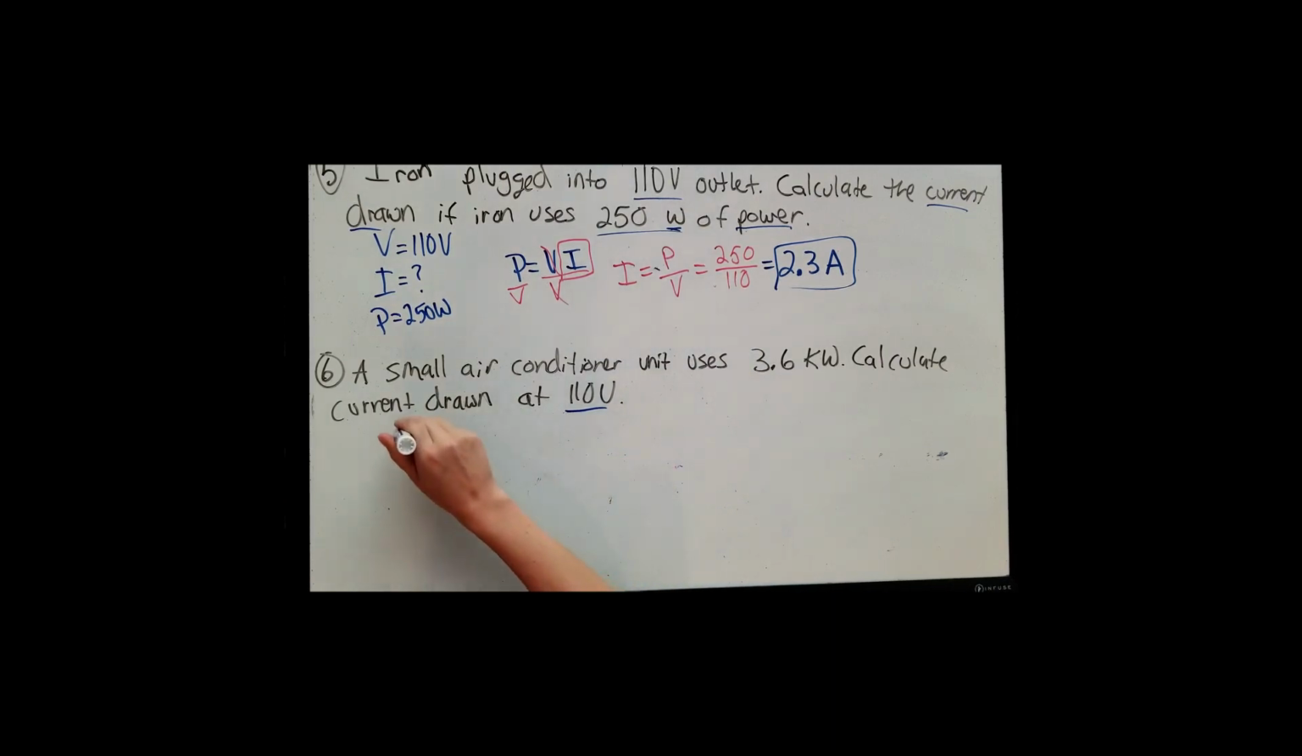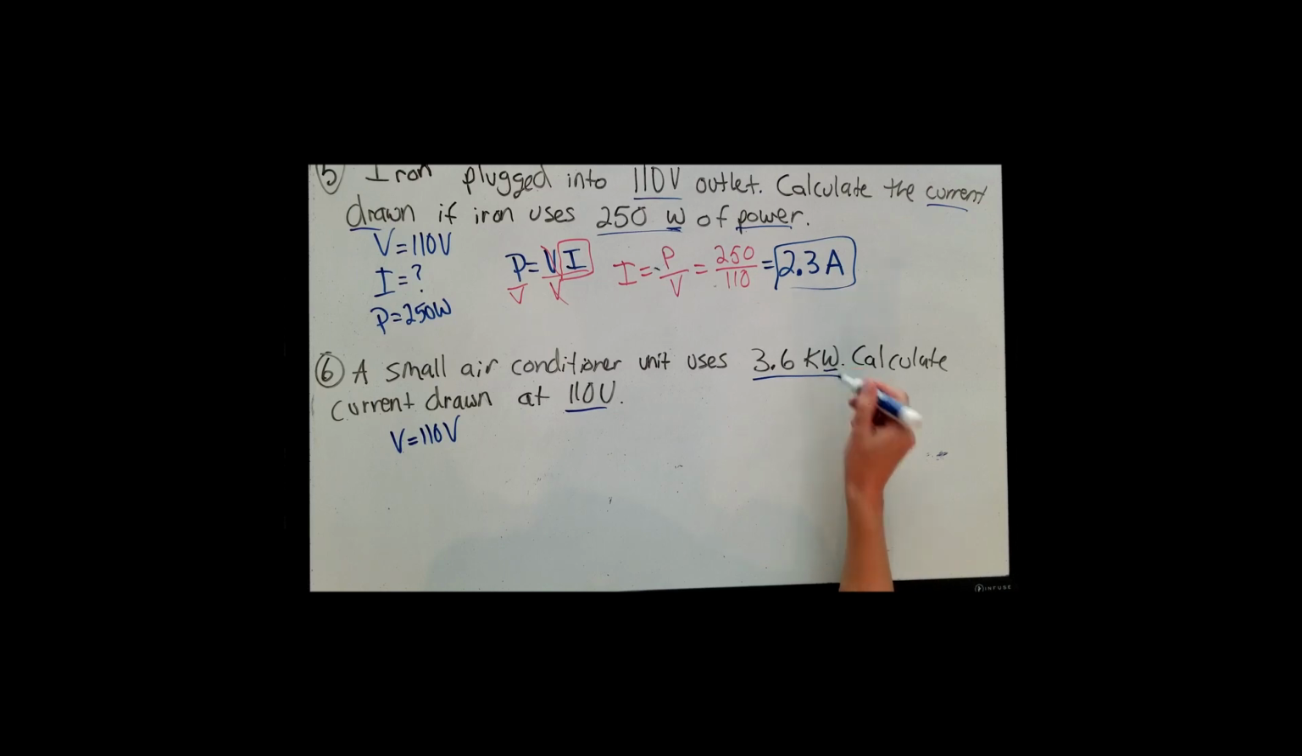So we have the voltage. Let's just write that one down right away. This 3.6 kilowatts. So kilowatts or watts belongs to what variable? That would be a power. But notice this time it's in kilowatts. In order to use this equation, we need it in watts. So we are going to have to convert that. Okay, so let's just write that over here so that we remember to do that.